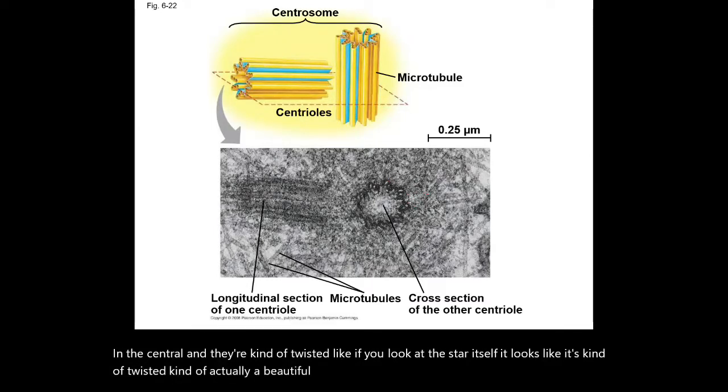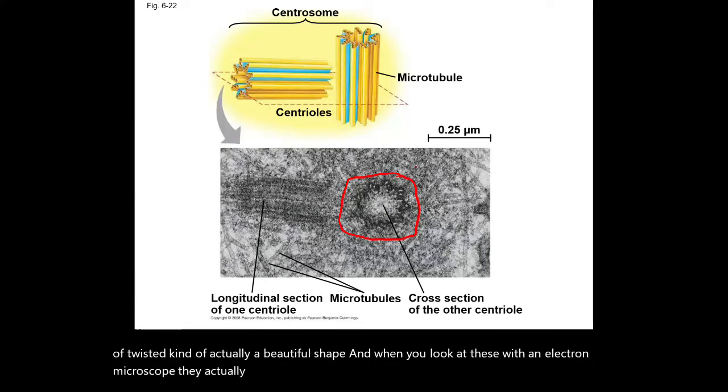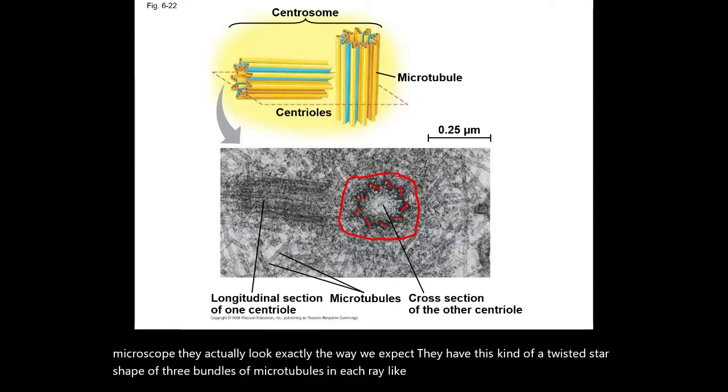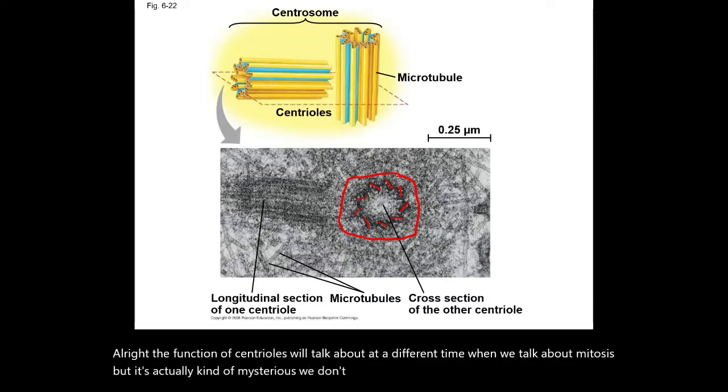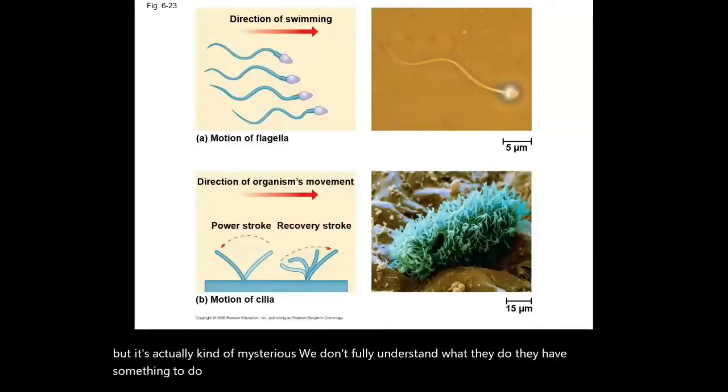And when you look at these with an electron microscope, they actually look exactly the way we expect. They have this twisted star shape with 3 bundles of microtubules in each ray, arranged like this. All right, the function of centrioles we'll talk about at a different time when we talk about mitosis, but it's actually kind of mysterious. We don't fully understand what they do. They have something to do with cell division, though.